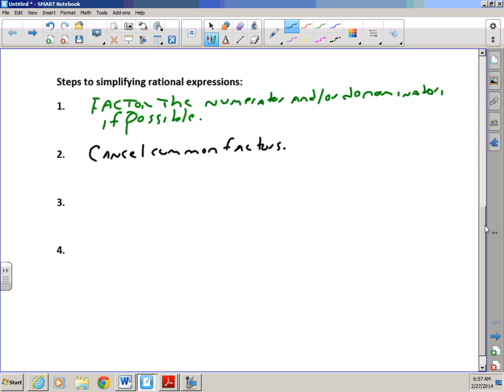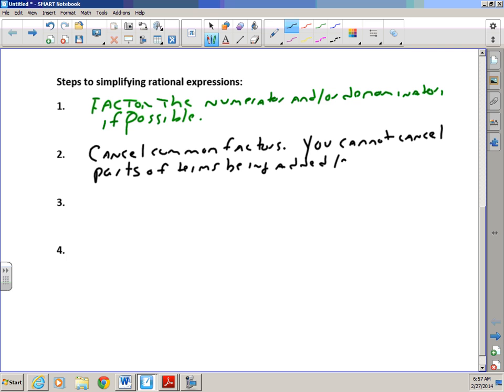The key here is you cannot cancel parts of terms being added or subtracted. So for example, if you had x plus 3 over x plus 5, you cannot cancel the x's to get 3 over 5. That's a violation of the order of operations.